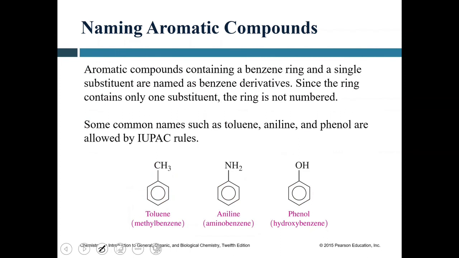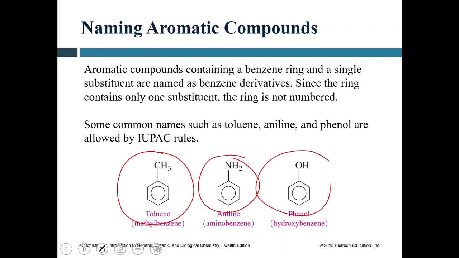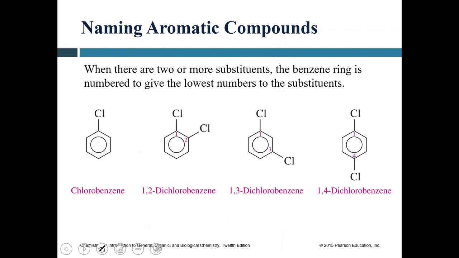So benzene derivatives are aromatic compounds that contain a benzene ring and a single substituent. Since it's only one substituent, we don't need to number the ring. Many of those substituents have common names. For instance, methylbenzene is known as toluene. Aminobenzene is known as aniline. It's a very strong dye. And hydroxybenzene is known as phenol, which at some point was used as a disinfectant and antiseptic agent.